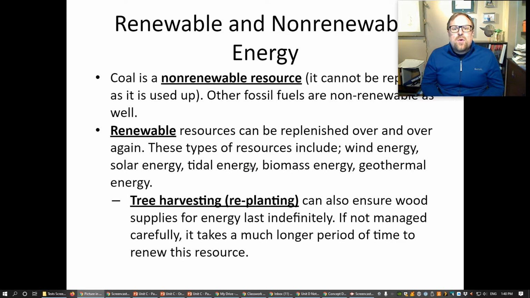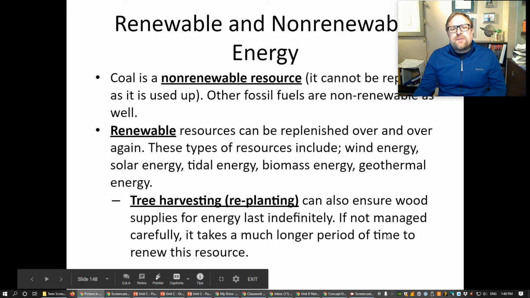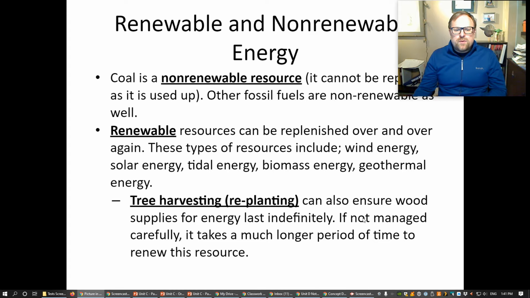We may have to wait hundreds of millions of years for more fossil fuels to be created, if the conditions are right to create them. So just a note here on tree harvesting and replanting. This can also ensure wood supplies for energy can last indefinitely. If we manage forests effectively and ensure that we have adequate forests, then we can use that as a renewable resource as well.